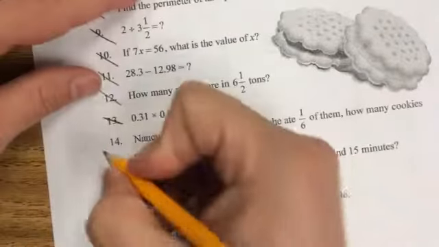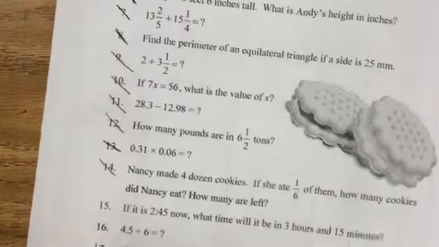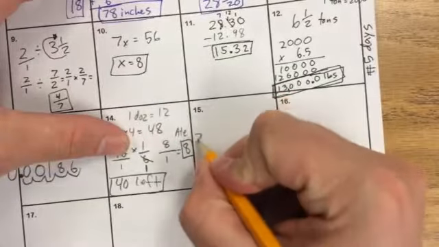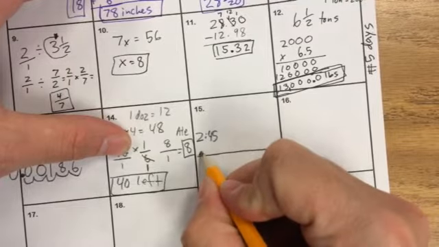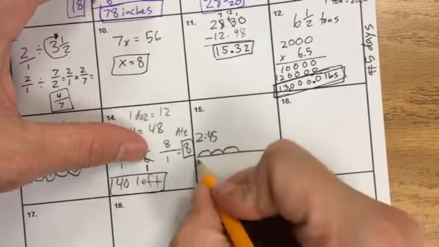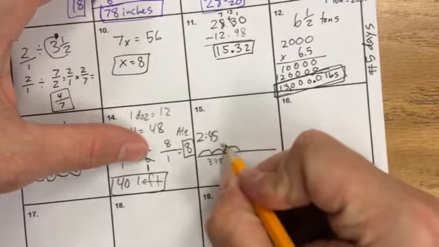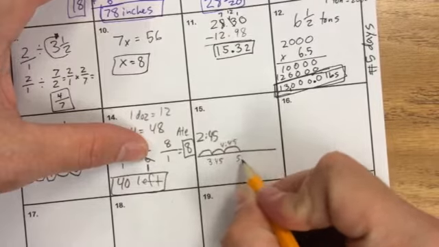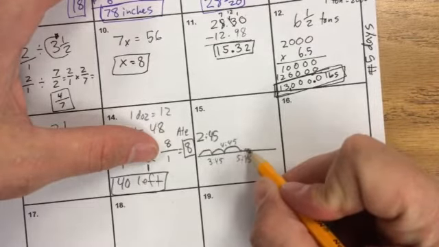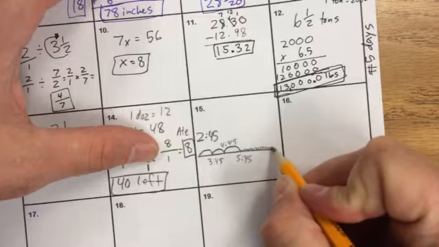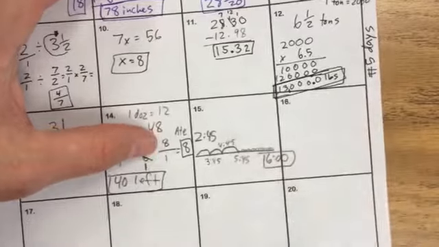number 15 here. If it's 2:45 now, what time will it be in 3 hours and 15 minutes? So you know I always do the number line, 2:45. And then I'm going to go ahead and do my number line here. So we've got 1, 2, 3 hours. So that's going to put me at 3:45, 4:45, 5:45. And then if I do 15 minutes, 5:45 plus 1, 2, 3, 4, 5, 6, 7, 8, 9, 10, 11, 12, 13, 14, 15, it's going to put me at 6 o'clock. 6 o'clock is your final answer.